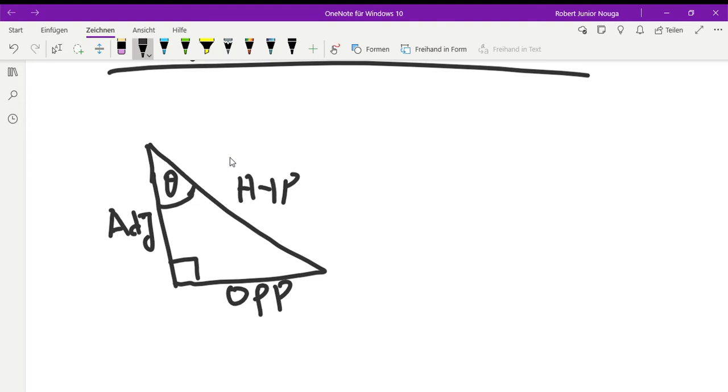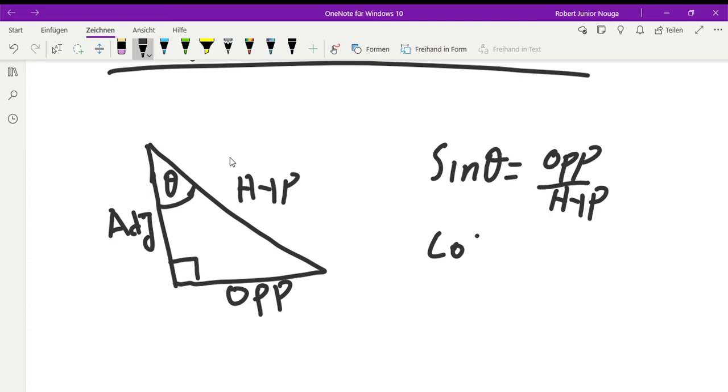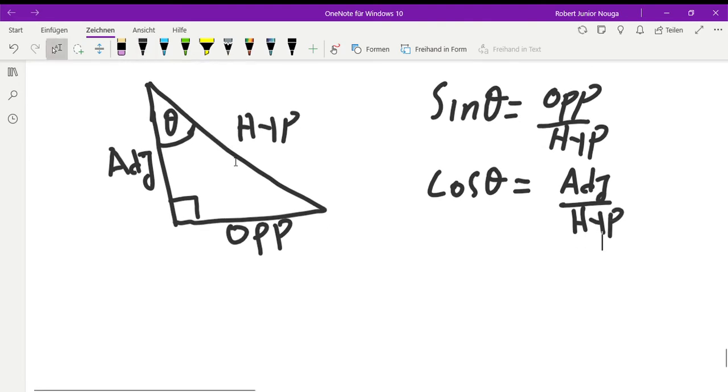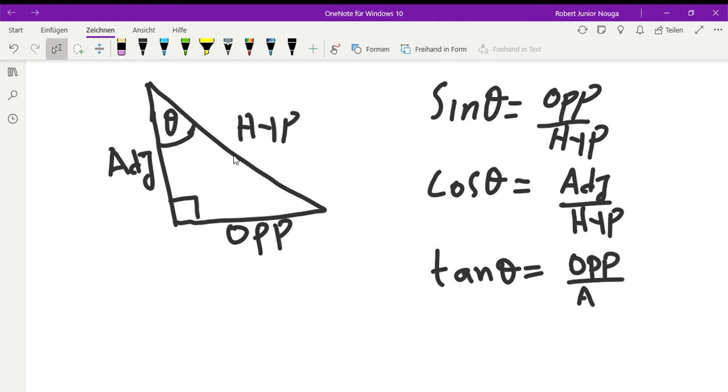The first function is the sine function, and the sine function is equal to the opposite divided by the hypotenuse. The second function is the cosine function, denoted cos theta, and it is equal to the adjacent divided by the hypotenuse. The third function is the tangent function, denoted tan theta, and it is equal to the opposite divided by the adjacent.